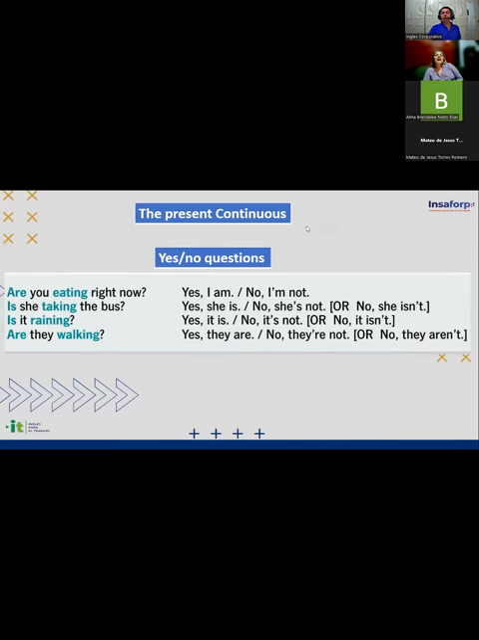Good. How to make yes/no questions with the present continuous, right? Remember, English is easy in the grammar. If you think about it, we have a simple structure: affirmative, negative, and question, right? Every part has its own structure. It's different, right? And notice that we always do the same.